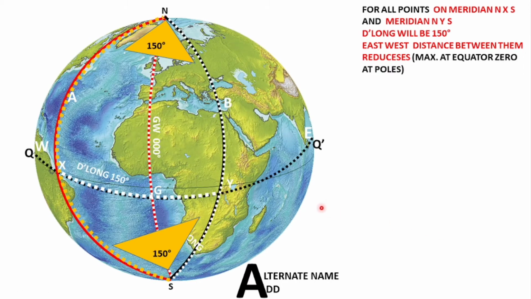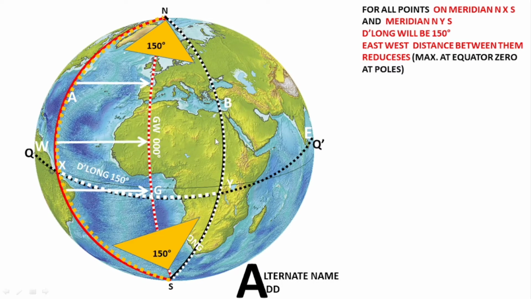And you can see that the east-west distance, and I'm just talking about east-west distance here, is the thing which is running east and west, and the equator runs east and west. So the east-west distance between them reduces as we approach the pole, because at the pole all the meridians meet, and at the meeting point where all of them intersect, the distance between them will be 0.